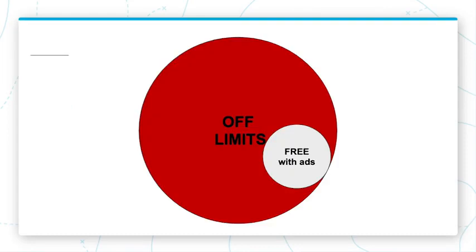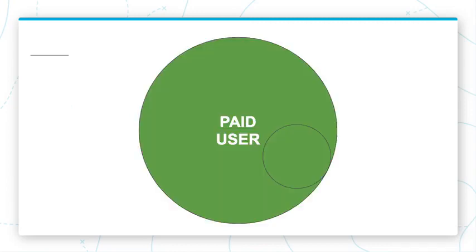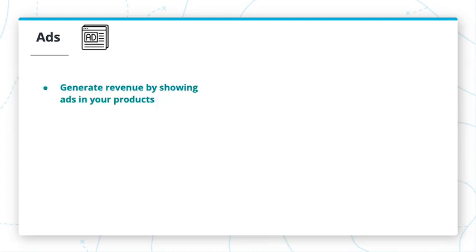So in the freemium model, think of this circle as your product. You will give access to some of your product at no cost to the user. And this is potentially something that could be supported through ads. But the ultimate goal is that users will convert and purchase your product. So let's dig in a little bit deeper to each of the revenue models that we just talked about.